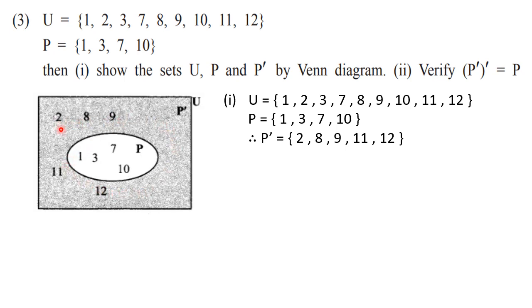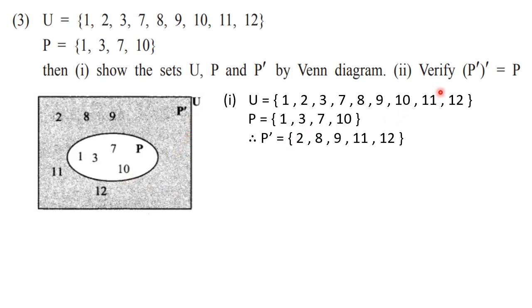So this shaded portion gives us P dash. Okay, so this is P and this is P dash. Now shading this portion is not compulsory. You can keep it blank also. Okay, P and P dash together gives us U. We have seen this in the properties of complement, that if we combine these two sets, we are going to get U, that is universal set.